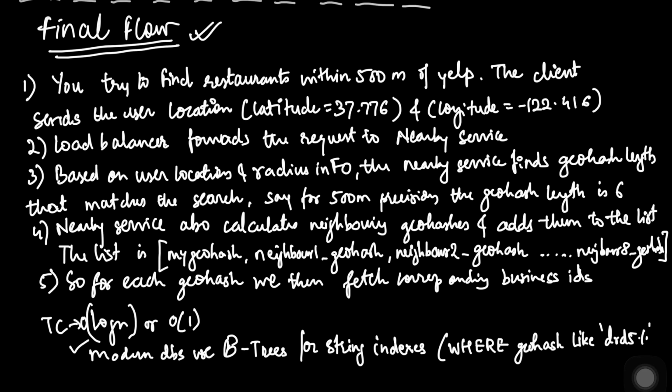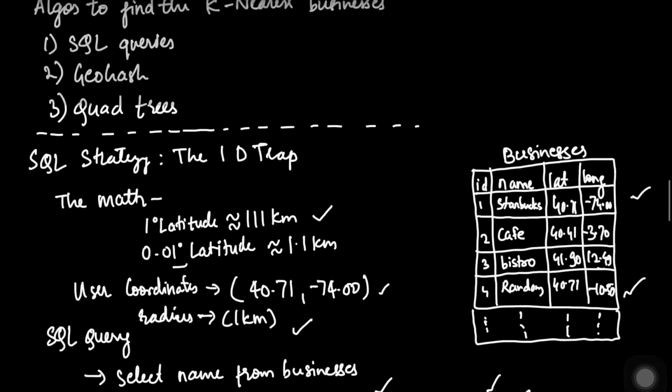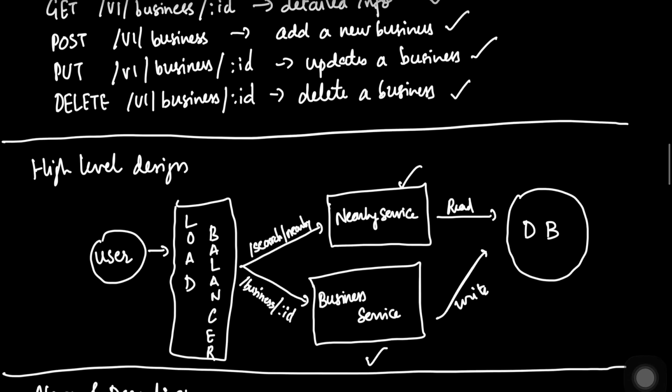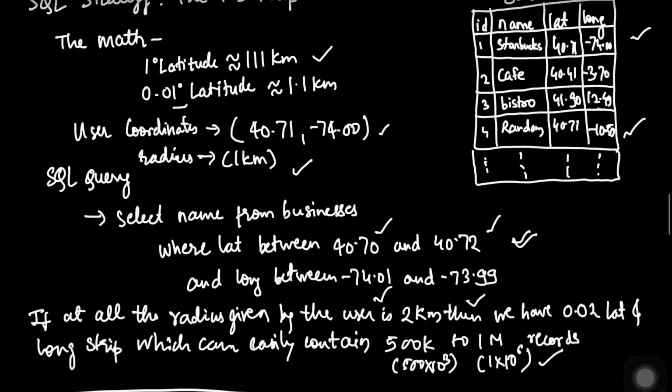Let's say I have taken some sample latitude and longitude. Then the load balancer forwards the request to the nearby service, which we have also shown in our high level diagram. We also have a business service, which is for updates related to any business data. Basically this is for business owners, and the nearby service is for the normal users who are going to use our application.